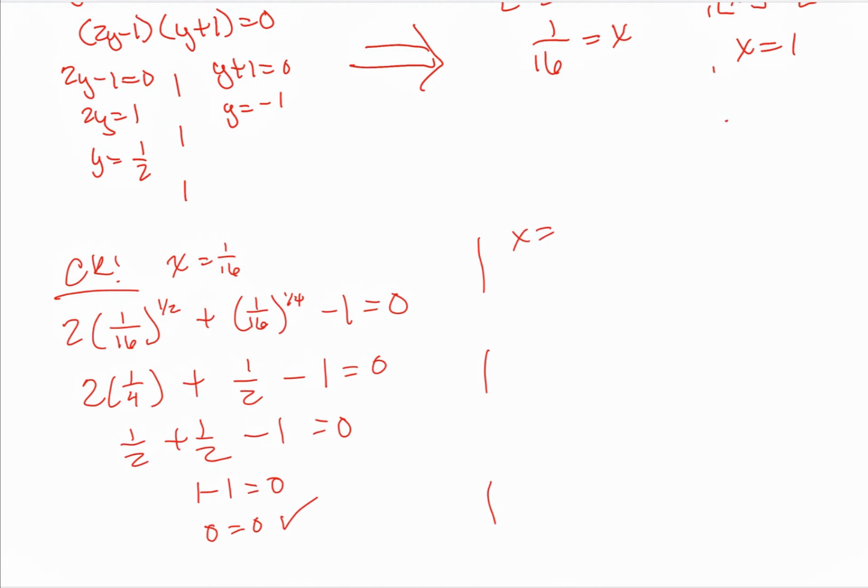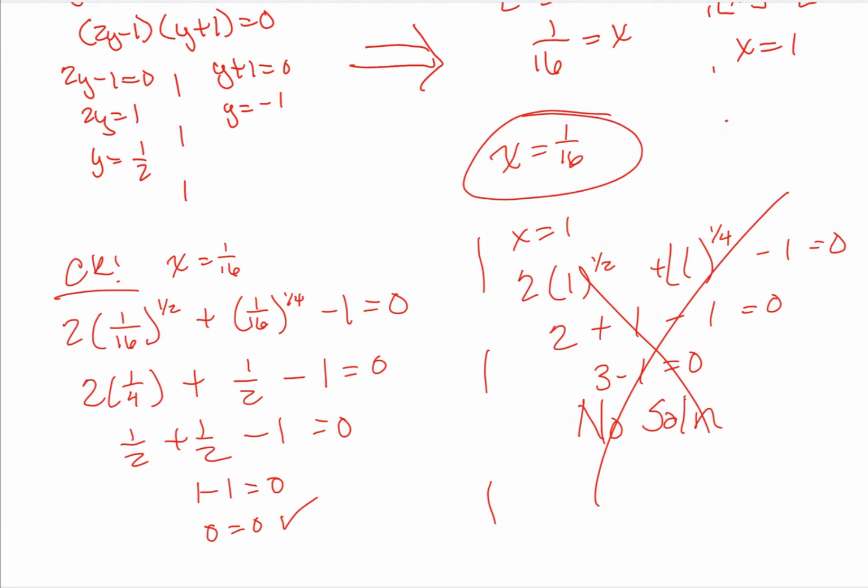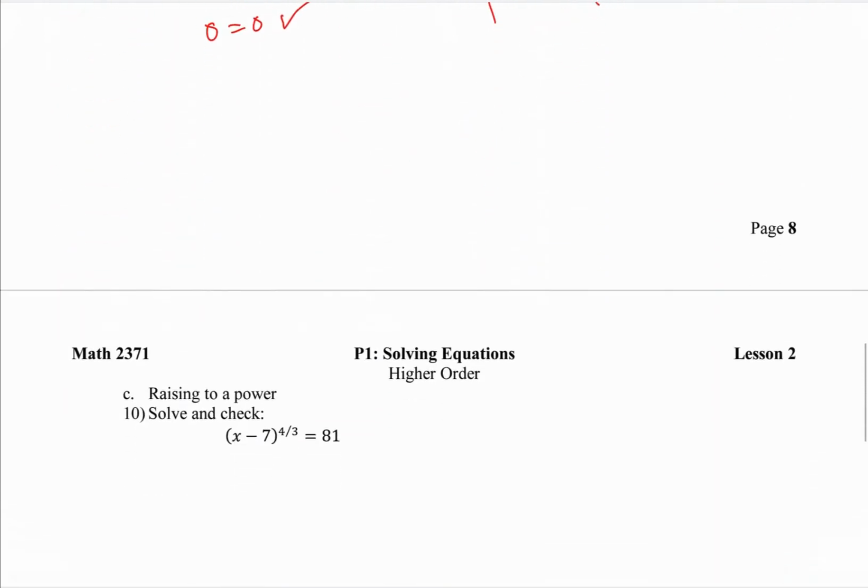What about x equals 1? 2 times 1 to the 1/2 plus 1 to the 1/4 minus 1. Does that equal 0? So that's 2 plus 1 minus 1 equal to 0. So that's 3 minus 1 equal to 0. That is no solution. So this x equals 1 is not a solution, but x equal to 1/16 is my only solution. That is why it is important to check your solution.